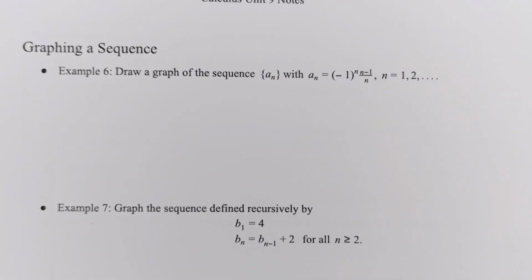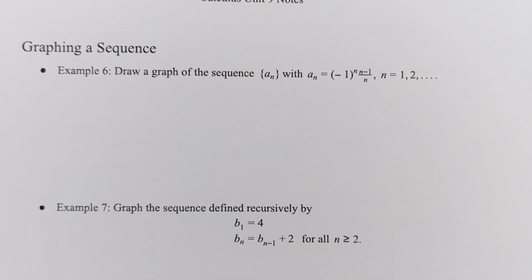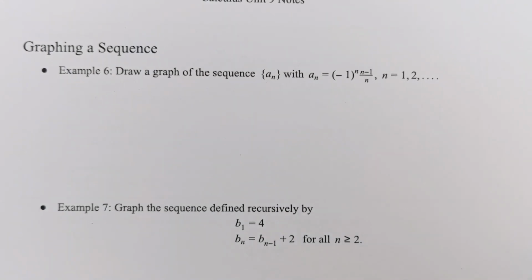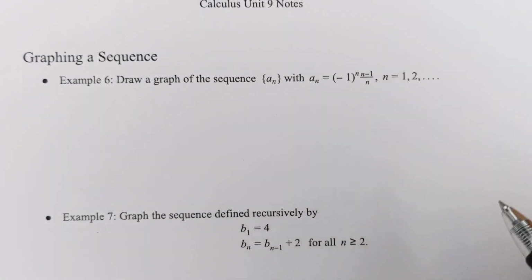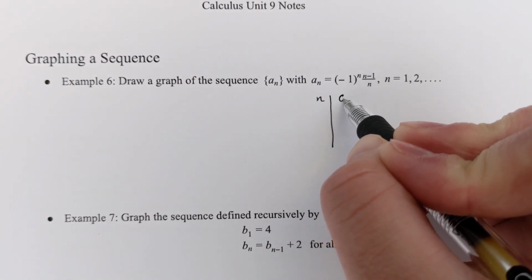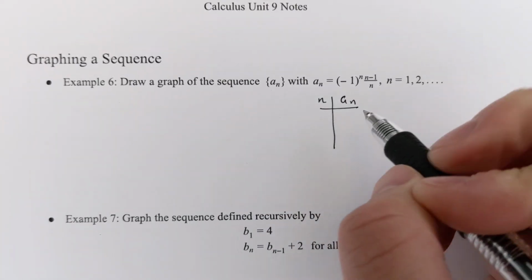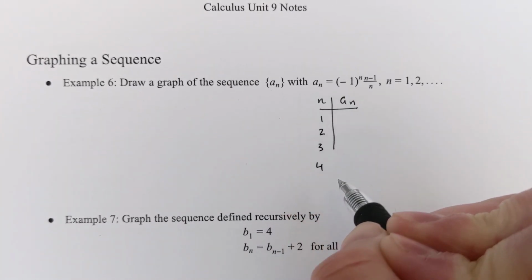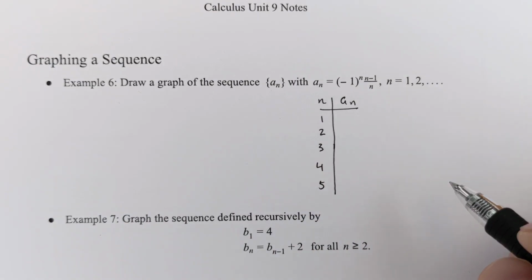Okie dokie. Graphing a sequence. Draw a graph of the sequence an. Okay. So if you're graphing a sequence, it's going to be essentially a scatter plot because n are whole numbers. So we can essentially do a t-table. So here's n, here's an. So we start 1, 2, 3, 4, we'll go up to 5 and just come up with some ordered pairs.